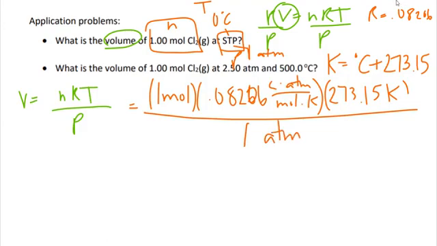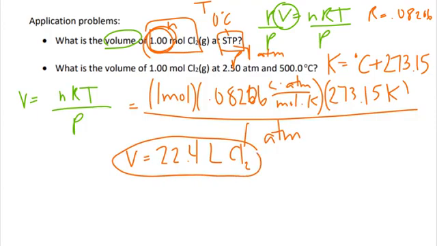If you plug this into your calculator, you'll notice that the volume, with 3 sig figs, would be 22.4 liters of Cl2. And that number should look familiar, because we just talked about in the last lecture that 1 mole of any gas at standard temperature and pressure takes up a volume of 22.4 liters. So hopefully that helps you see that this all works out.